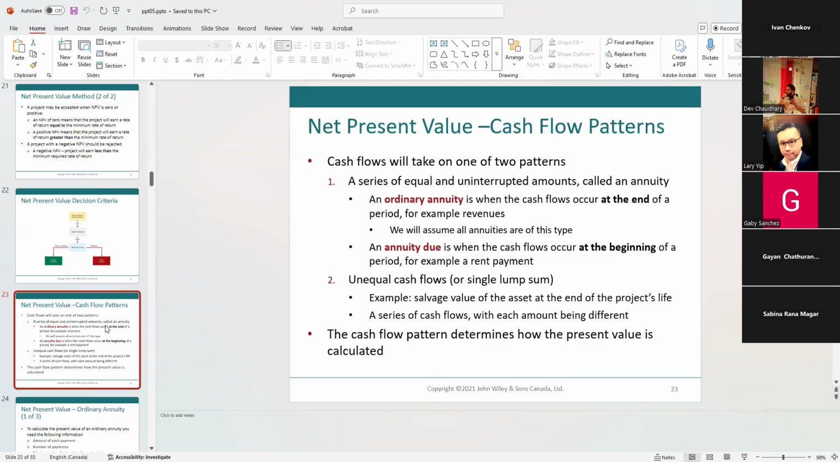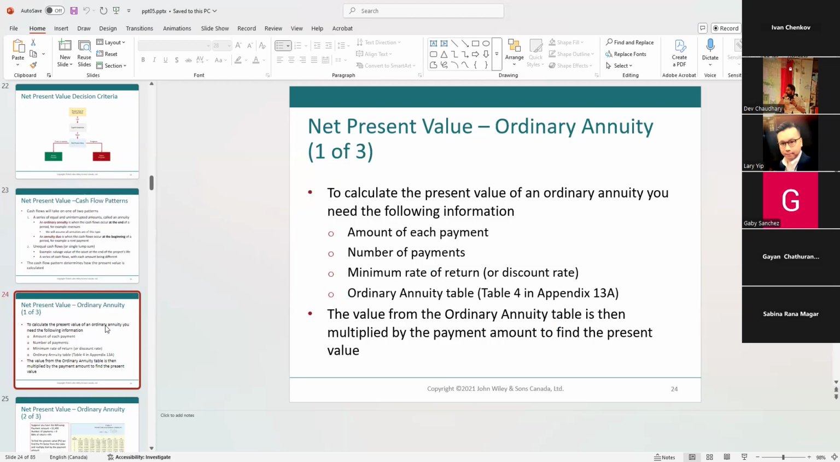Unequal cash flows will be when we have salvage value of the asset or series of cash flow, which is different from each period. Now, to calculate the present value, we need few things. First, we need amount of each payment, number of the payment, minimum rate of return or discounted rate of return, and ordinary annuity table or calculator, which you use in the last class.